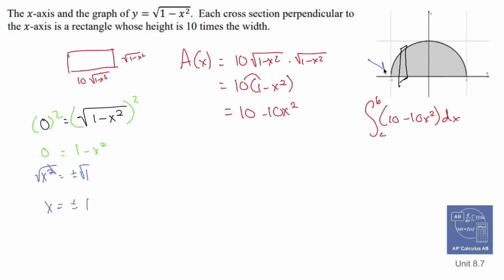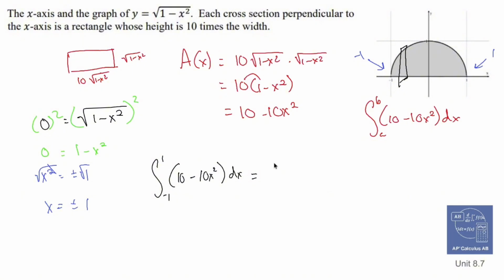So you are going to be negative 1, you are going to be positive 1, and I just now realized that it gave us that already. It already told us that. So whatever. So I'm going to integrate from negative 1 to 1, 10 minus 10x squared dx.